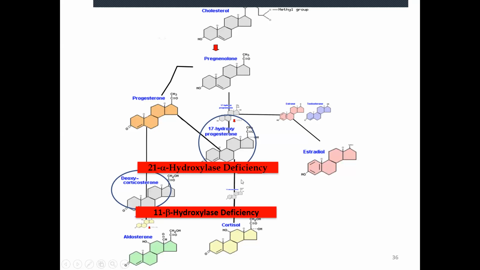So in 21-alpha hydroxylase deficiency, the cholesterol goes down and then gets stuck at progesterone. What the body does is convert it to hydroxyprogesterone, and you're going to have a lot of this in the blood. But if you have 11-beta hydroxylase deficiency, it's not going to get stuck at this stage. Instead, it keeps going down and gets stuck at deoxycorticosterone. That's the key thing. In 21-alpha hydroxylase deficiency, you'll get high levels of 17-hydroxyprogesterone, and in 11-beta hydroxylase deficiency, you're going to get high levels of deoxycorticosterone.